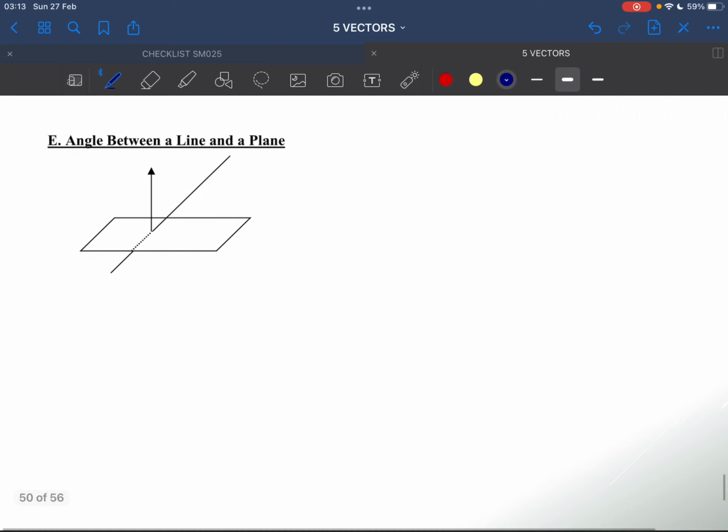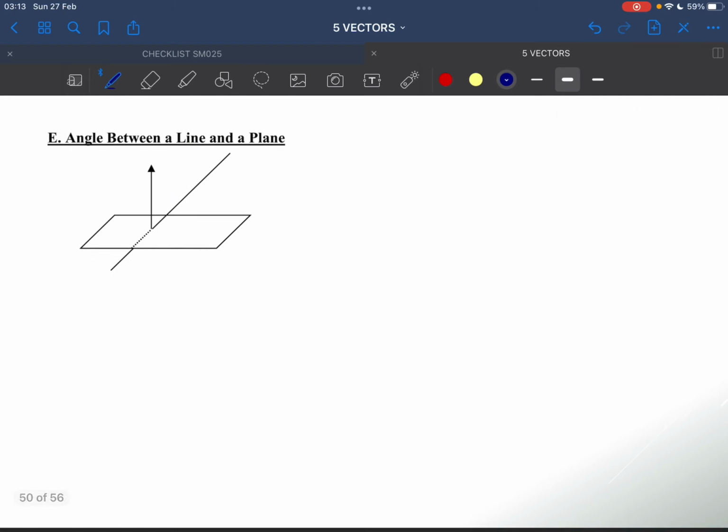Okay, now let's see how to find the angle between a line and a plane. So let's see. We have a diagram here. Okay, so this is your line. This is the line that we want to find. And this is our plane. So the angle that we want to find here is this angle here. This is the angle that we want to find, theta.